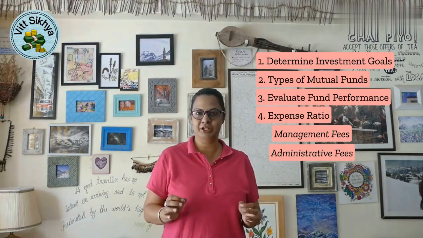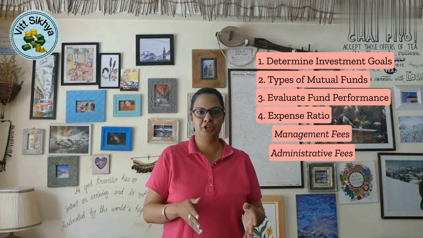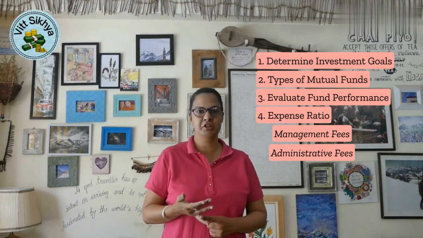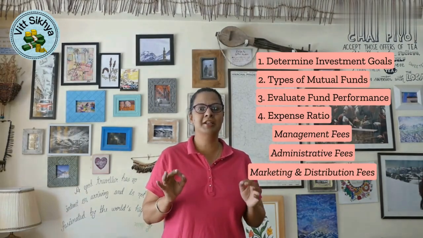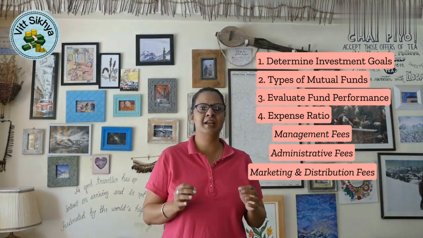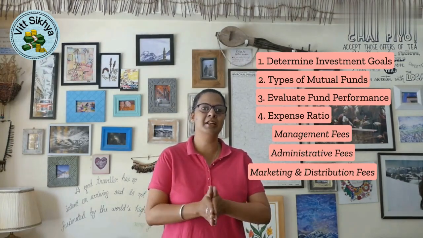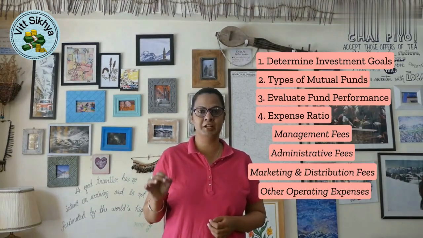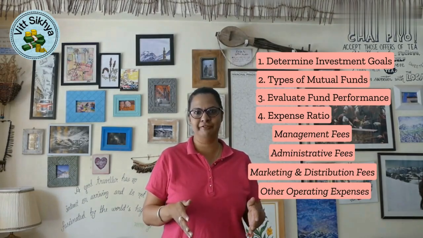Number 2 is the administrative fees, costs related to the day-to-day operations of the fund, such as record keeping, custodial services and accounting. Number 3. Marketing and distribution fees, sometimes referred to as 12b-1 fees. These cover the marketing and selling of the fund. Number 4. Other operating expenses, miscellaneous costs like legal and auditing fees.